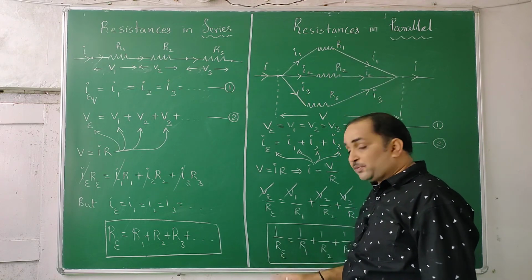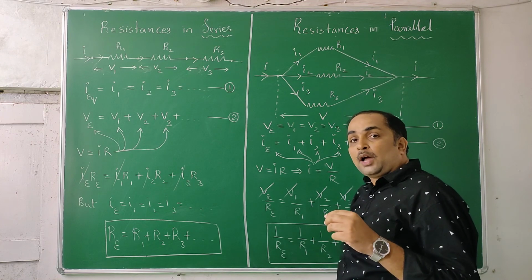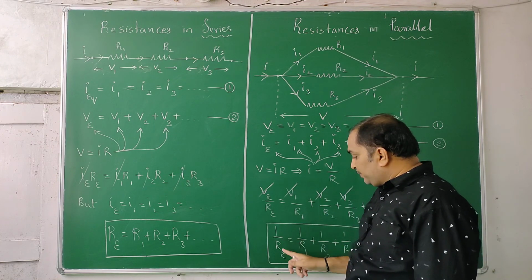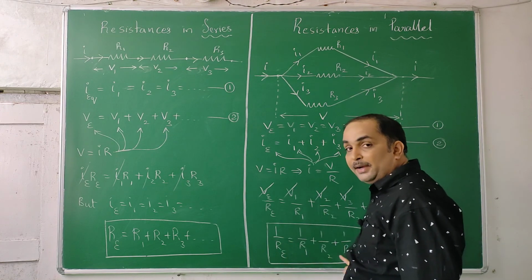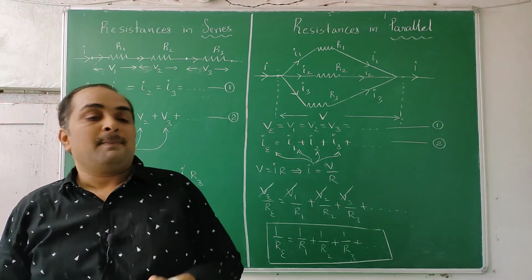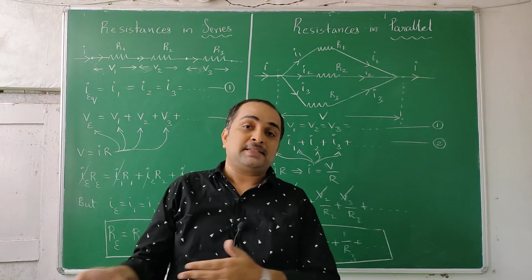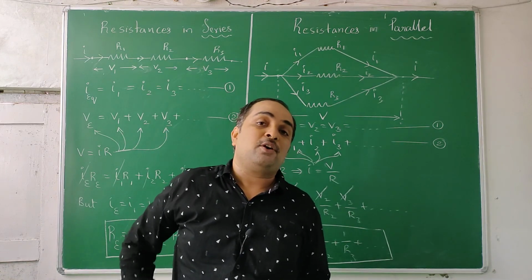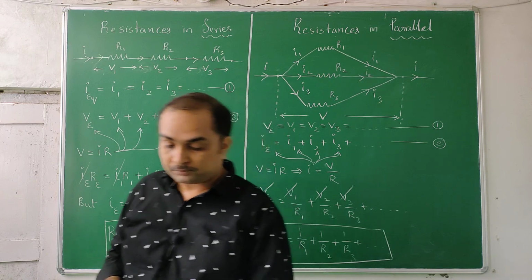That's why R total we are not using, because the word total may not be true here. Reciprocals are to be added. That's why we are using a new word called equivalent. That means mathematically what you should consider so that this and that become equal. Directly addition may not be equal in all the cases.